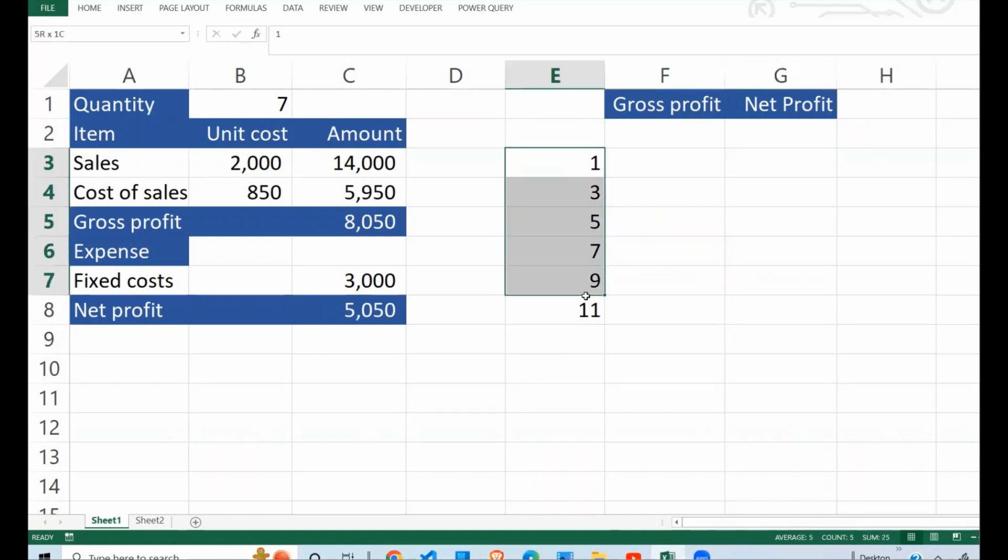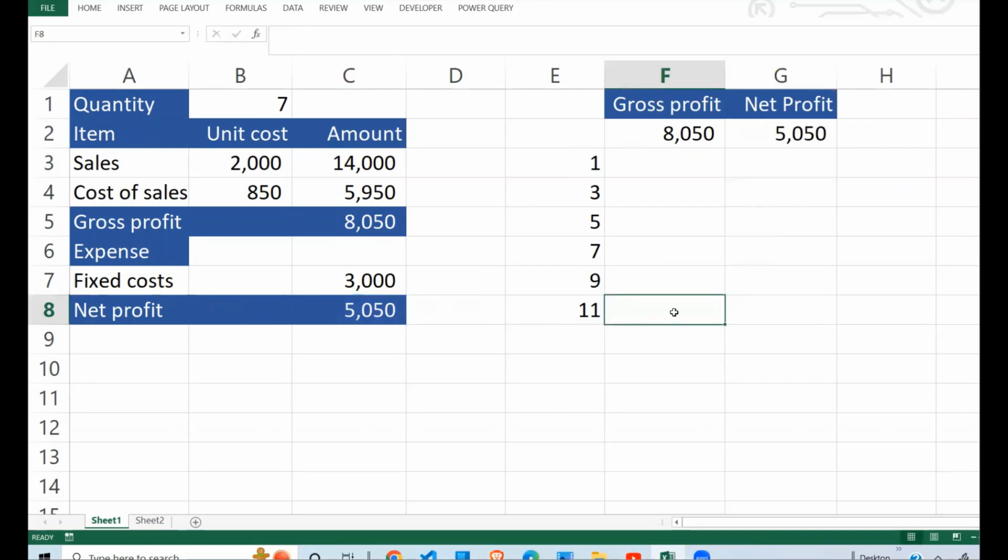So to do this, I've laid out my quantities that I want to study, 1, 3, 5, 7, 9, and 11 in a column form. Note that. Now, we want to determine the gross profit and net profit. So we're going to link our gross profit, this cell here, into this C5, enter. And we are also going to link our net profit into the model here, which is under C8, and do like so.